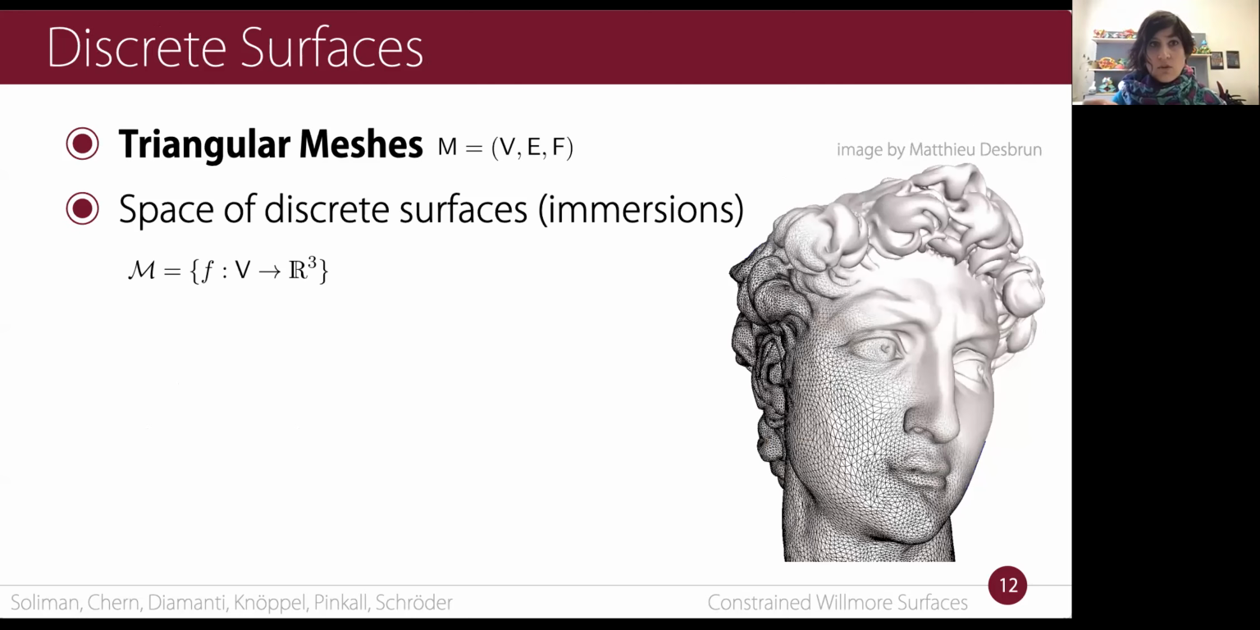Okay, so we're dealing with triangular meshes. We have vertices, edges, and faces, and we have the discrete immersion being defined as a piecewise linear map that assigns point positions to the vertices. And for an immersion, we also ask that every vertex star has to be embedded.